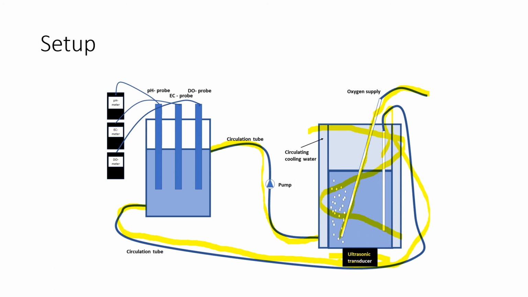Then the oxygen bubbling is stopped and the ultrasonic transducer is turned on. And then as the ultrasound is running, the measurements are taken once every minute until the saturation level is back to the initial saturation level, which is somewhere between 7 and 8 milligrams per liter.